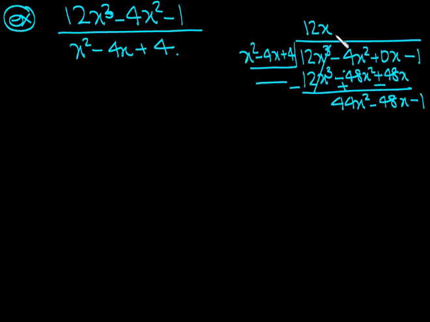Then x squared goes into that plus 44 times. So we get 44x squared minus 176x plus 176. You subtract the two. This becomes negative, positive, negative. This cancels. Okay.